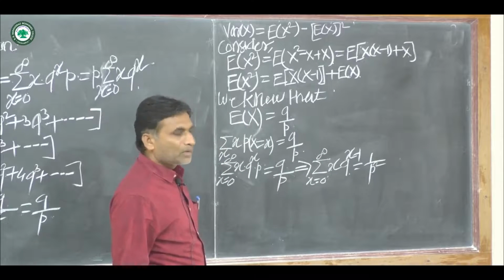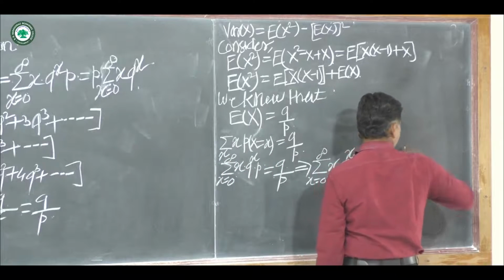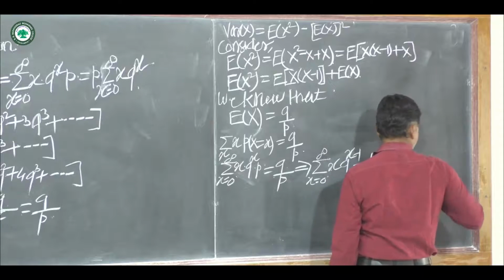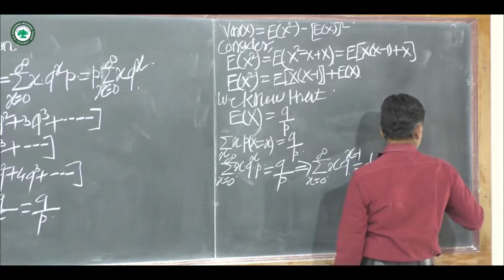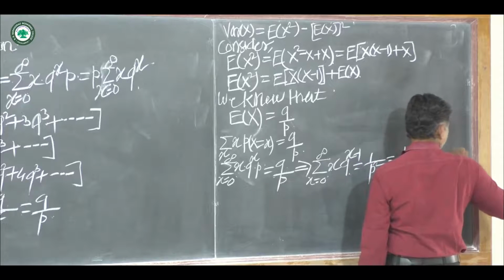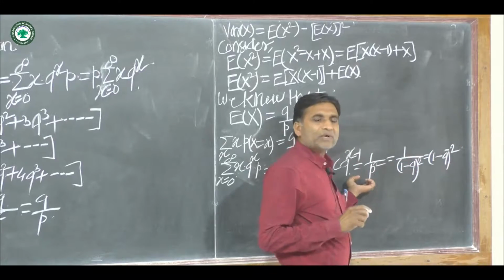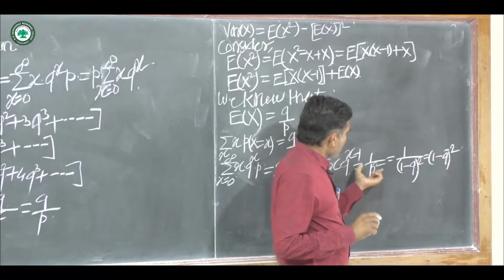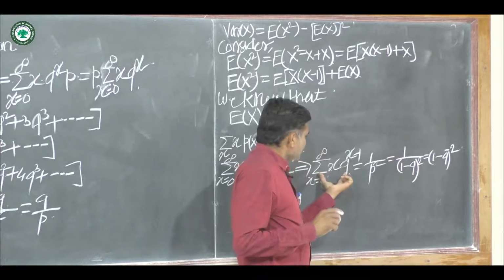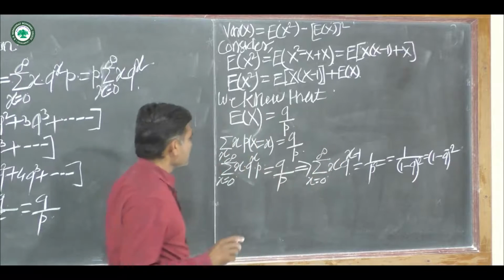Okay. Now again this can be written as 1 upon (1 minus q) raised to 2, which is equal to (1 minus q) raised to minus 2. That is, p is equal to 1 minus q. We substitute here 1 minus q in place of p. Now we differentiate this equation with respect to q.